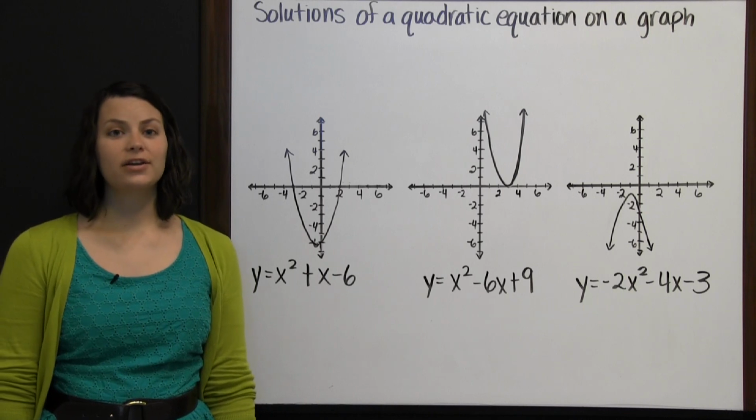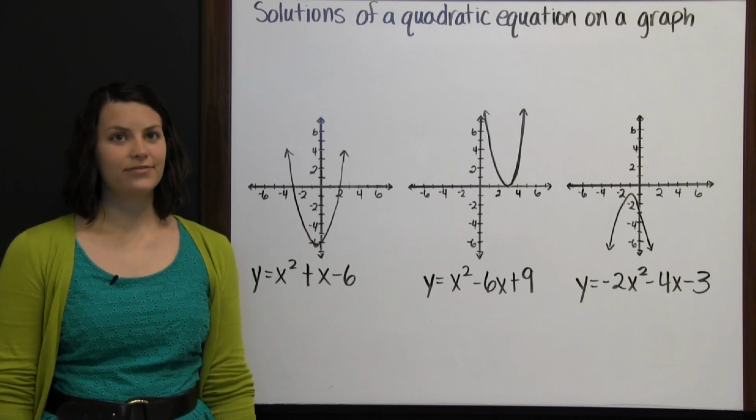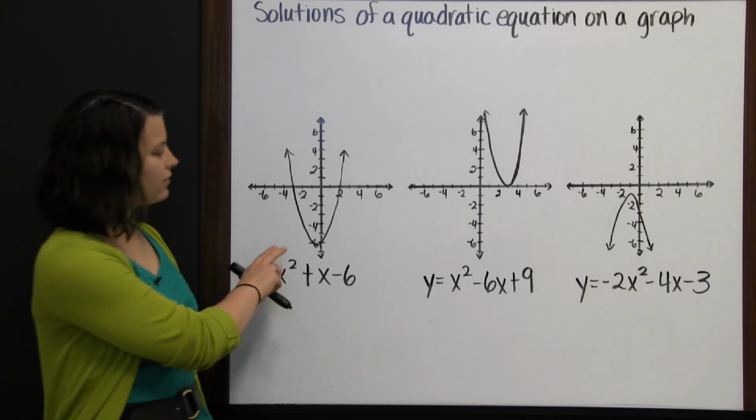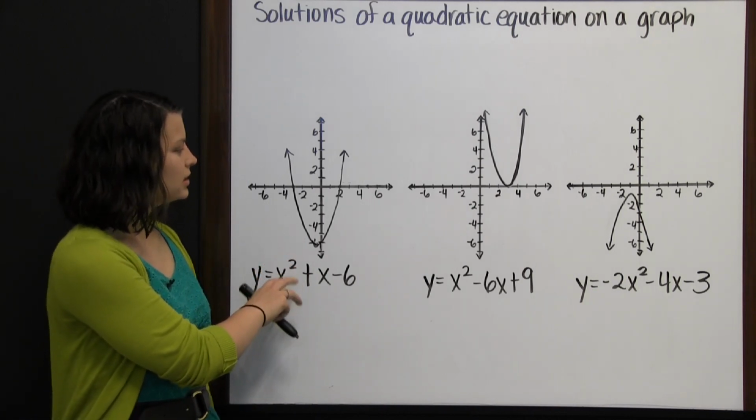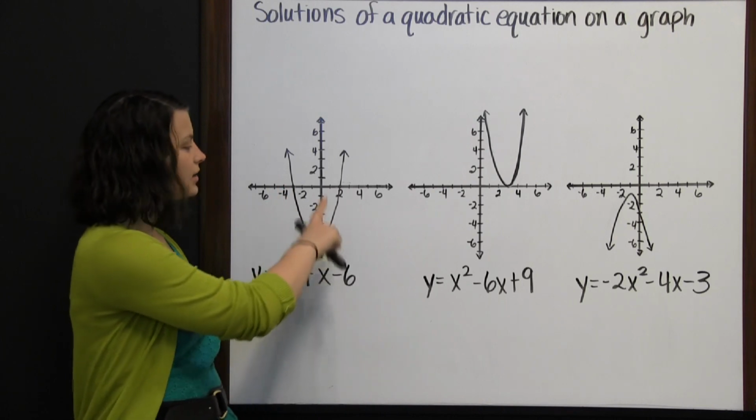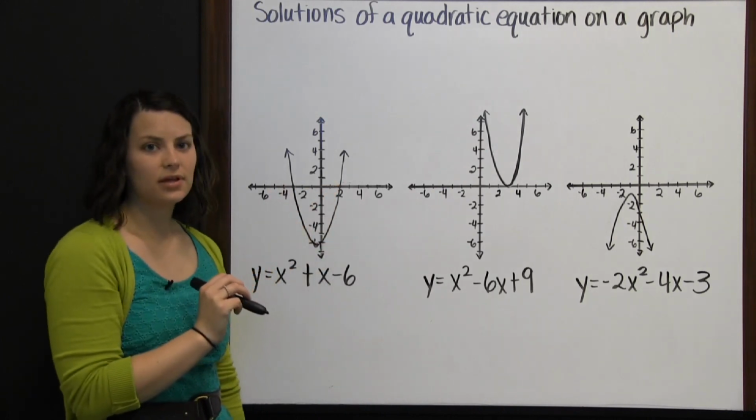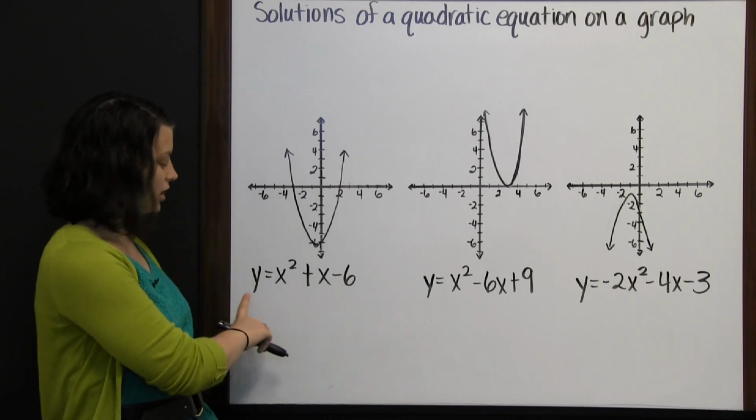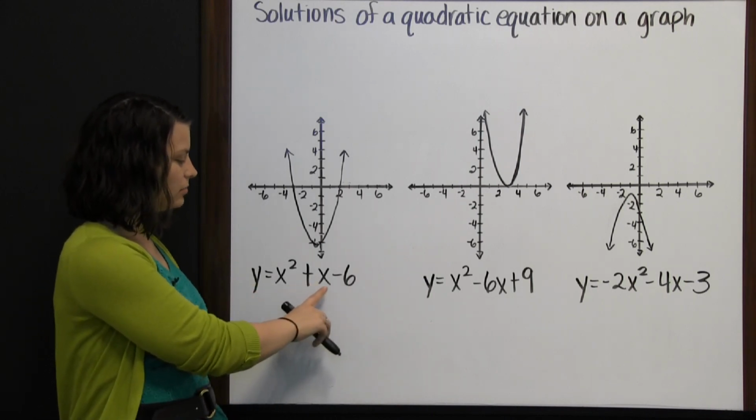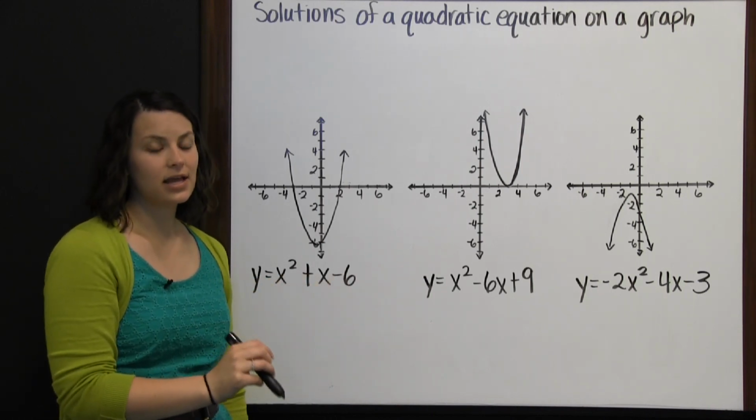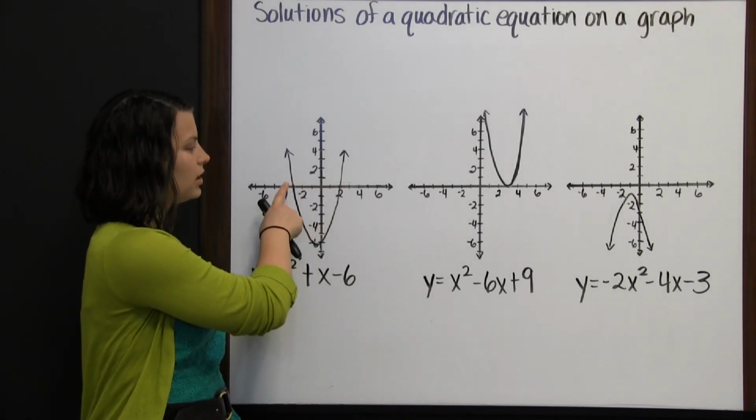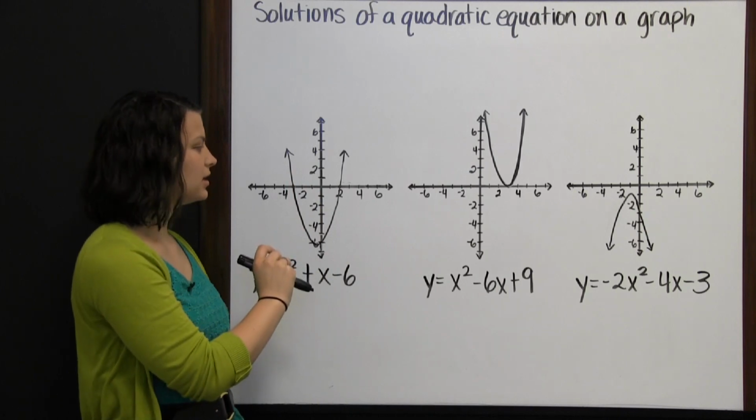Solutions of a quadratic equation on a graph. The first graph we have here is a parabola which crosses the x-axis 2 times, which means there are 2 solutions to this equation, y equals x squared plus x minus 6. And those 2 solutions are the places where the parabola crosses the x-axis.